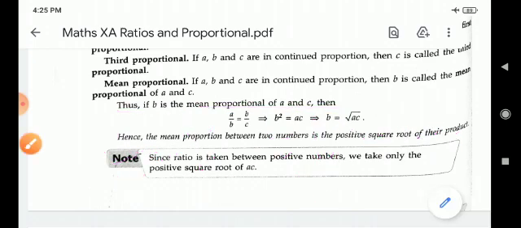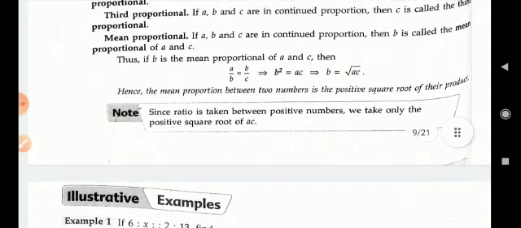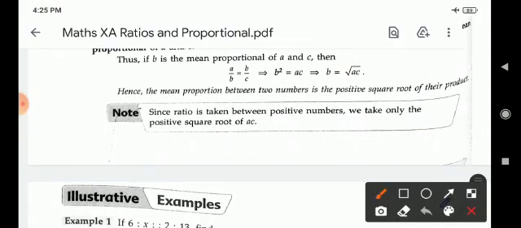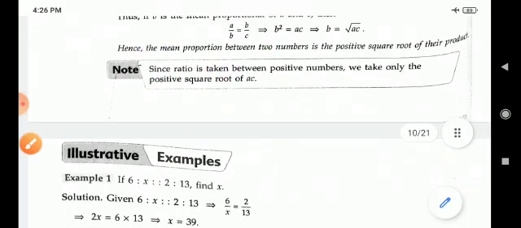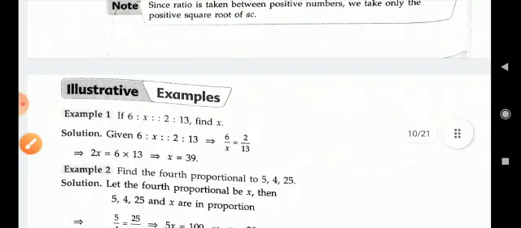Okay children, since ratio is taken between two positive numbers, we take only the positive square root of ac. This formula also represents the geometric progression, because a upon b, first ratio, upon second ratio, upon third ratio, that is b square equal to ac. It is the geometrical formula. b equal to under root ac.